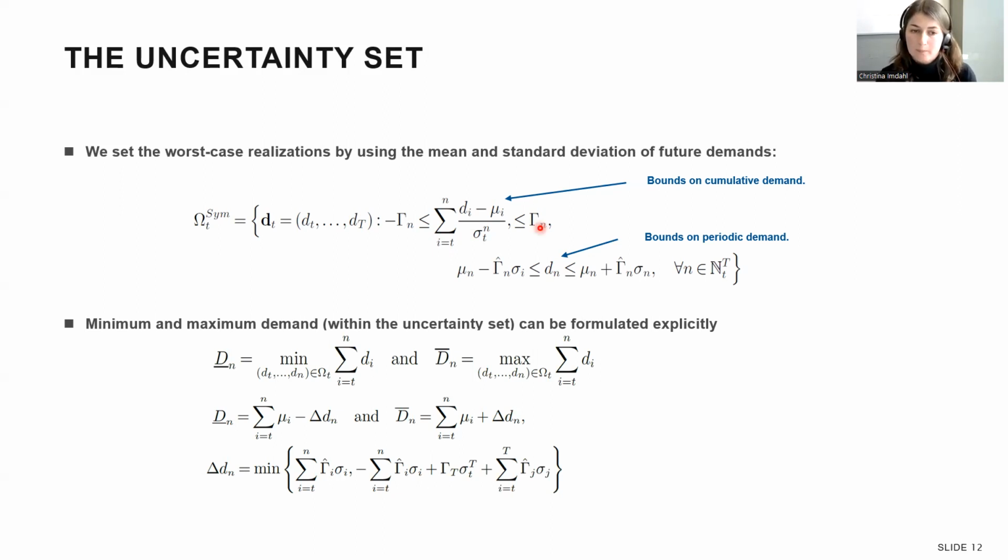Then we can formulate the minimum and maximum demand with respect to that uncertainty set. The minimum demand is the sum over the next n demand realizations, where all of these demand realizations are within this uncertainty set, and the maximum demand is the maximum of the sum of these demands, where all of these demands are still in the uncertainty set. These formulations are the explicit formulations that have also been derived by Mamani et al. So we can explicitly express these formulations in terms of the gamma parameters and the standard deviations.